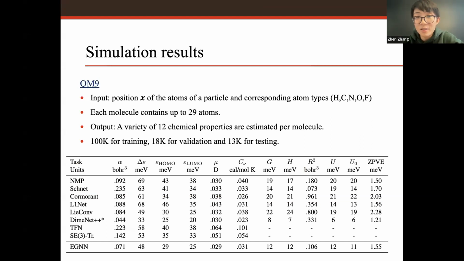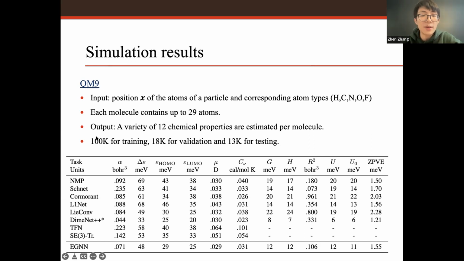And here is the simulation result. The first example that they show is not on the particle simulation. This is a static situation, in the sense that you are just given the positional information of the molecule and you want to predict the chemical properties. So the input is the position X of atoms of a particle and the corresponding atom types, and this atom type is added into the H, which is the latent feature layer of nodes. Each molecule contains up to 29 atoms, and the output is a variety of 12 chemical properties that are estimated per molecule. They use 100,000 for training, 18,000 for validation, and 13,000 for testing.